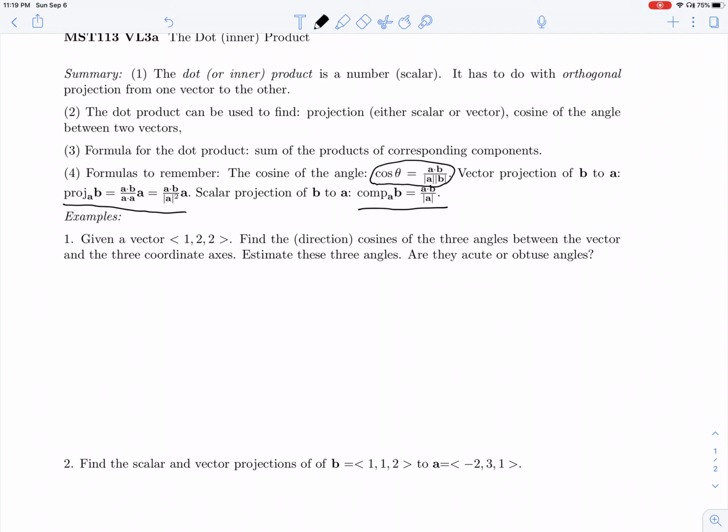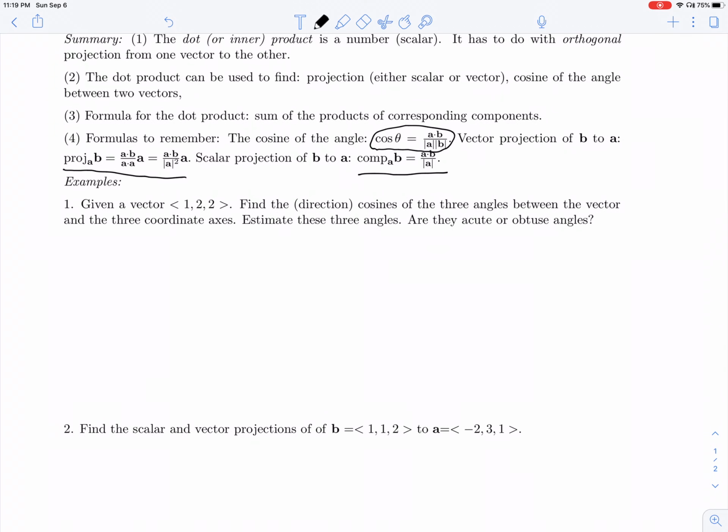All right, so we are going to go directly to the examples. Let's look at example 1. Given a vector (1, 2, 2), so this is in 3D, find the direction cosines of the three angles between the vector and the three coordinate axes.